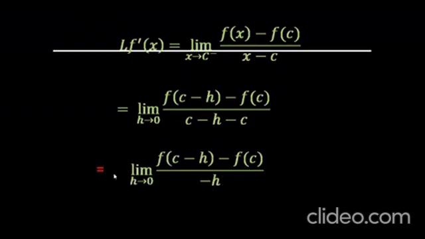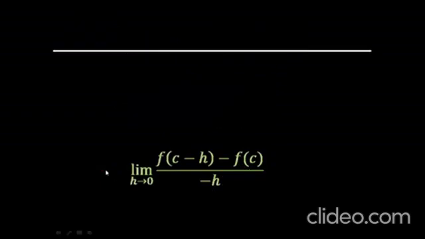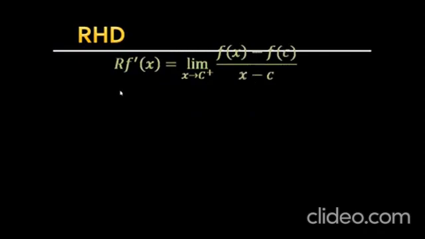Afterwards, look at the right hand differentiability. Because I have already told you the limit exists, we have to write it this way. R f dash x represents the right hand differentiability. This is equal to the limit x tends to c plus of f(x) minus f(c) upon x minus c.